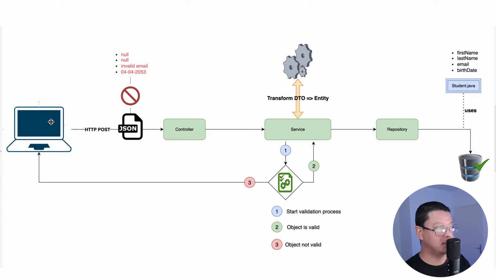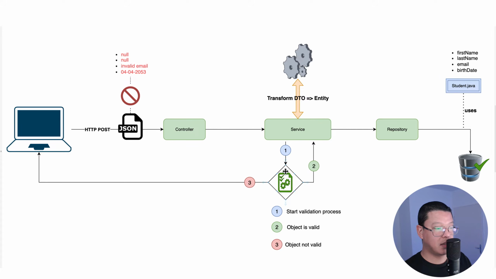As always, a customer will send a POST request with JSON data which is invalid. It will go to the controller and then to the service, and the service will do some transformation. Here I narrated the steps. The first step: the service should validate the object, the DTO object. So the service will send this DTO to the validation mechanism.